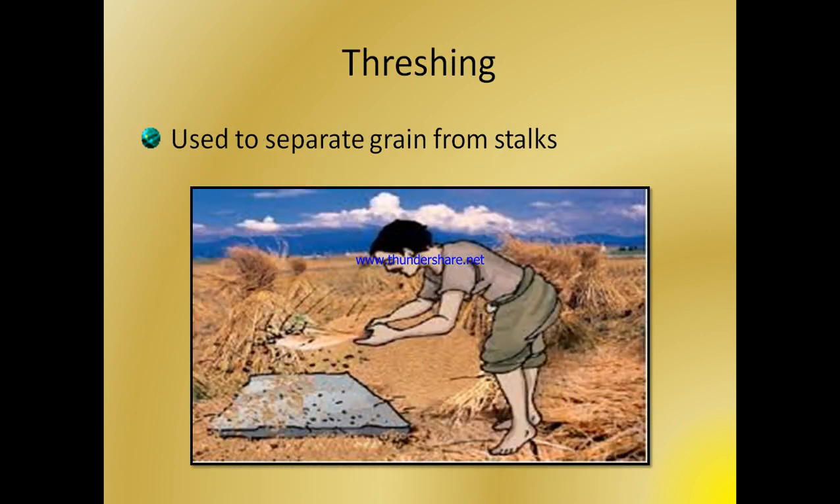The next method is threshing. The process that is used to separate grain from stalks is called threshing. In this process, stalks are beaten to free the grain seeds. Machines are also used to thresh large quantities of grain.